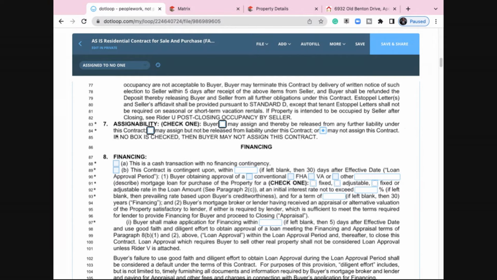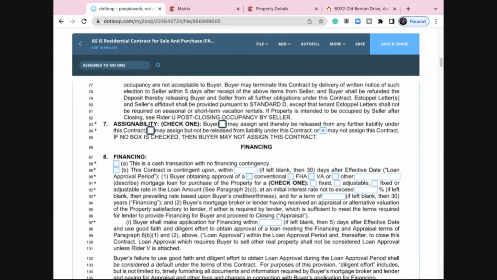Okay. So they assign the contract and they're done. They wash their hands of the property. But also, this is the second one that says the buyer may assign but not be released from liability under the contract. So what that one says is that the buyer can assign it, in this particular scenario I said an LLC, but they're still responsible for making sure the contract closes. So they're not off the hook completely.